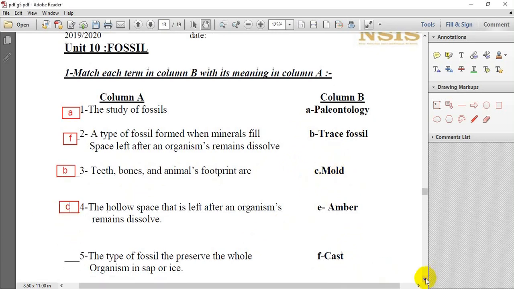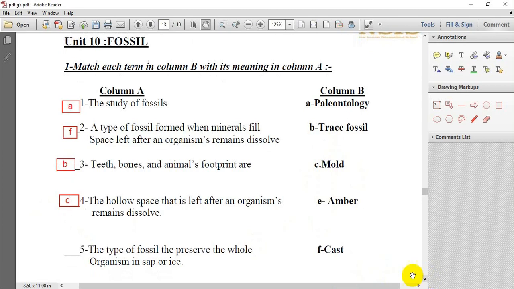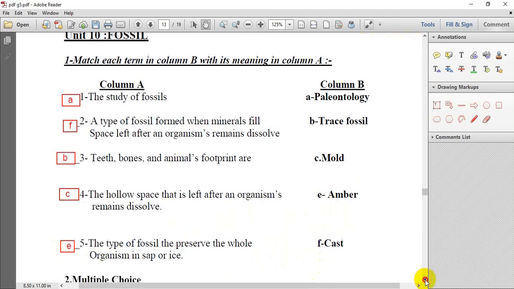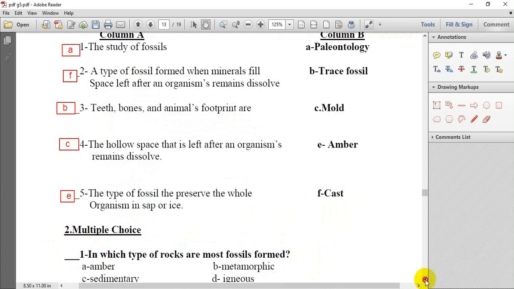Next question, question 5. The type of fossil that preserves the whole organism in sap or ice. When the whole organism, all the parts of the organism, is covered by sap or ice, we call this kind of fossil amber fossil, like the mammoth. This is called amber fossil. Letter E. So now we'll go to the next question, multiple choice.